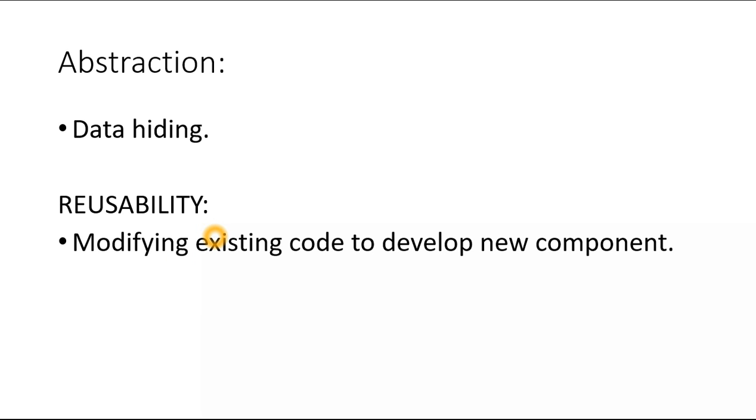Next one is abstraction. Abstraction is data hiding. Everything need not be displayed to the user; we can hide some of the data by using the concept called abstraction, and this abstraction is implemented by using access specifiers. We have different types of access specifiers. I will discuss all these access specifiers and how we implement abstraction in another video.